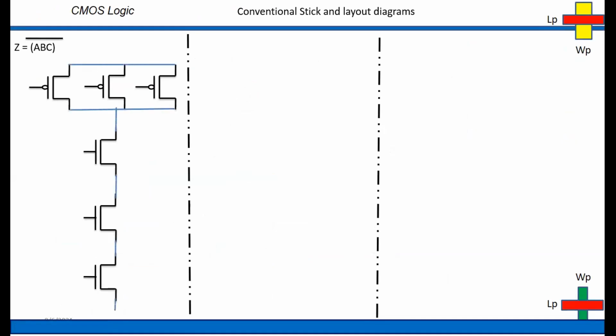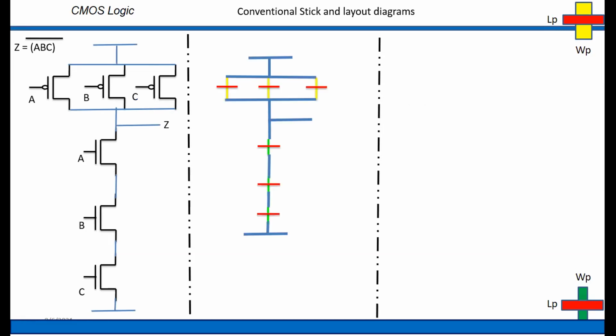On the first diagram, you start with the schematic, and from that you have to draw the stick diagram. The center one is the stick diagram. See how I am getting that? First, I consider all the stick encodings for PMOS and all the stick encodings for NMOS. After that, I have to draw the layout.